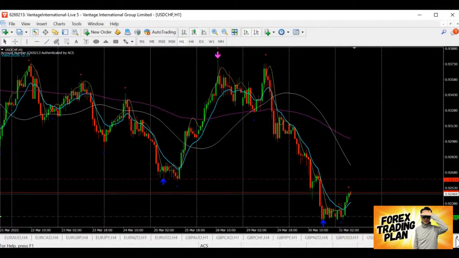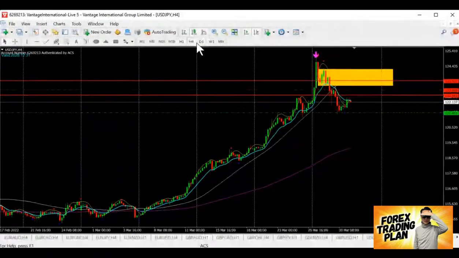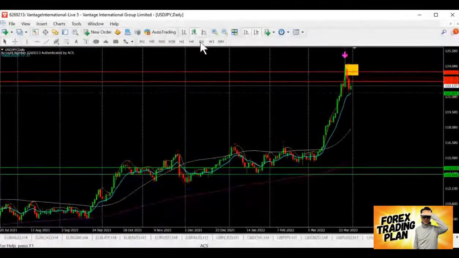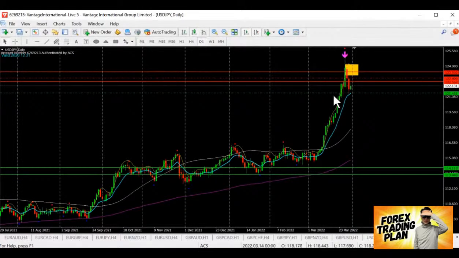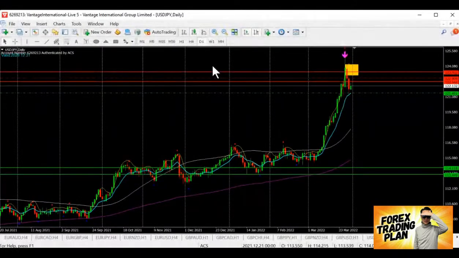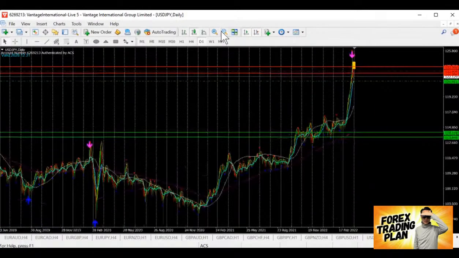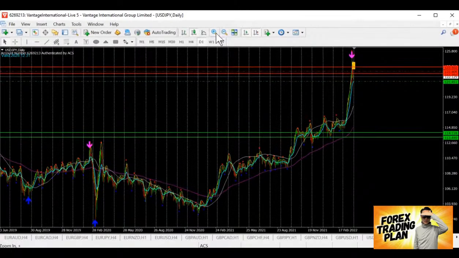Okay, so let's move again to dollar yen. Let's take a look. Dollar yen over here. We are actually out of the bear zone here. The yen has been running so strong since last year. It's still running very good. The starting point was like, last year.